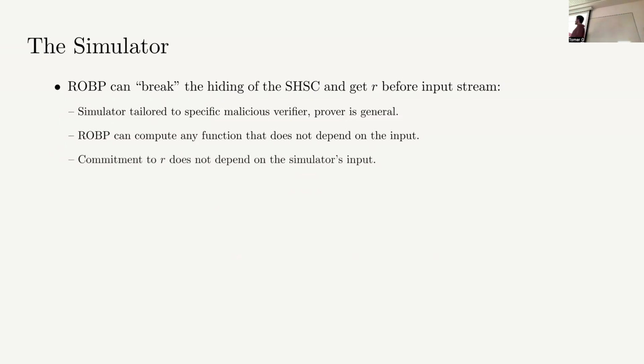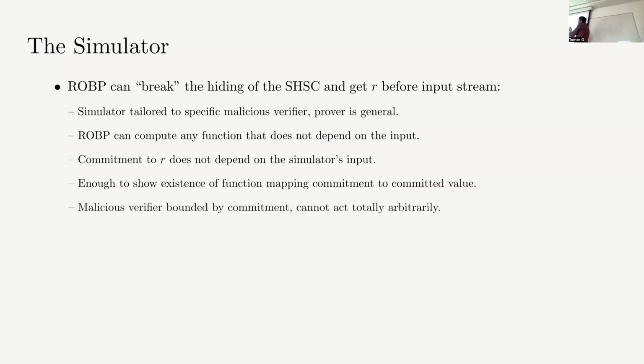Now notice that the commitment to R happens before the streaming of the input. So the commitment to R is independent of the input. And if so, it's enough to show that there exists a well-defined function mapping the commitment, or more accurately, the state of the verifier after it committed to R, to that R, to the committed value. And now, intuitively, this function exists because of the binding of the commitment. So even a malicious verifier can't really do whatever it wants after it committed to a particular value.